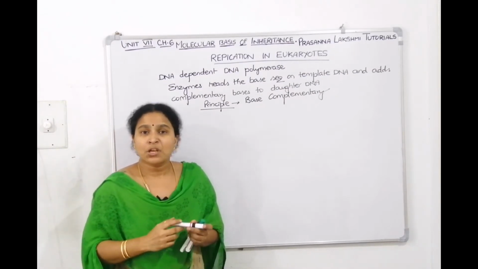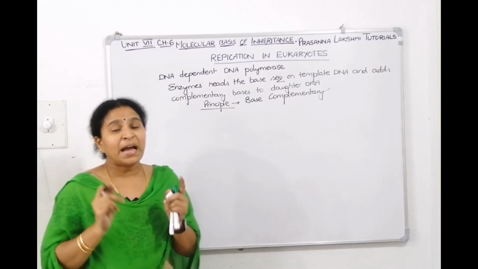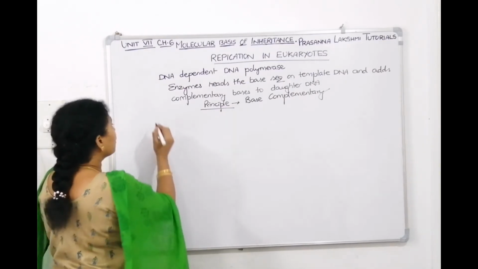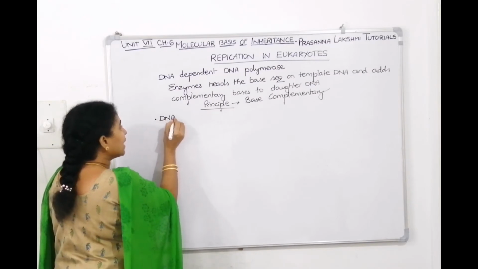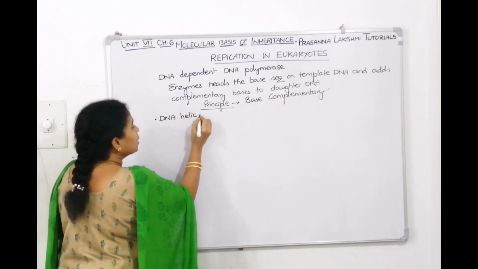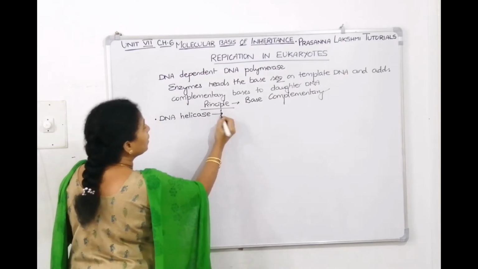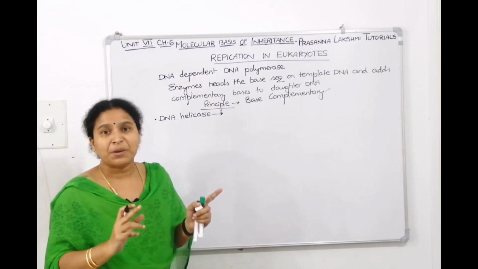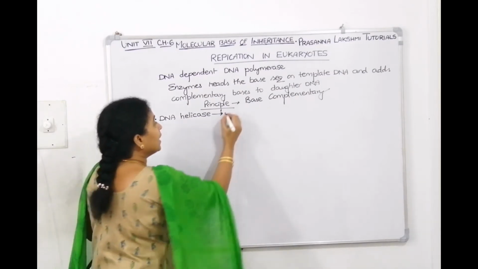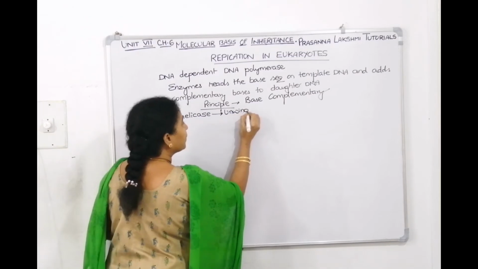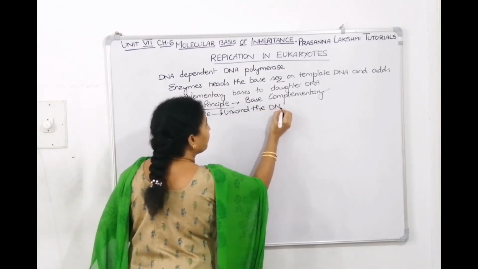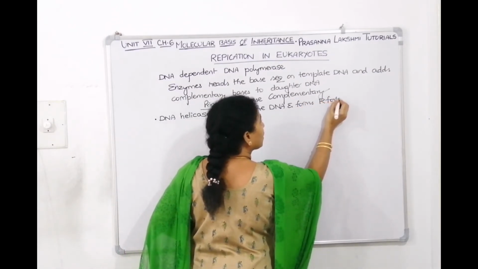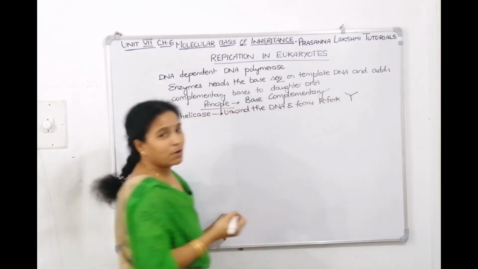Now, what are the enzymes? First, who will come and identify the ori site and unwind the DNA? Helicase. In eukaryotes also, the first enzyme is DNA helicase. We have seen the detailed functions of all the enzymes in the previous lecture. DNA helicase unwinds the DNA and forms a replication fork. It breaks the hydrogen bonds, and a Y-shaped replication fork will be formed.